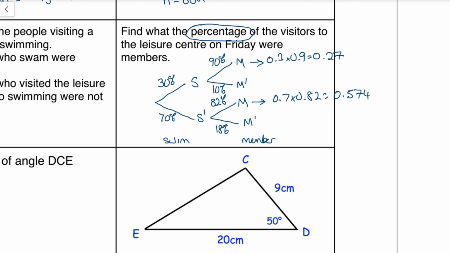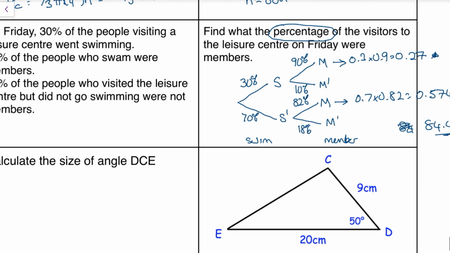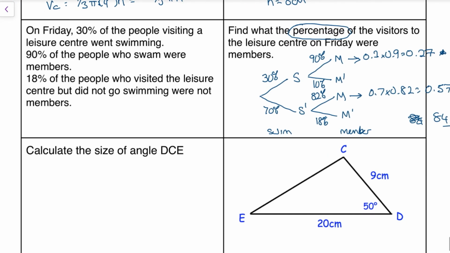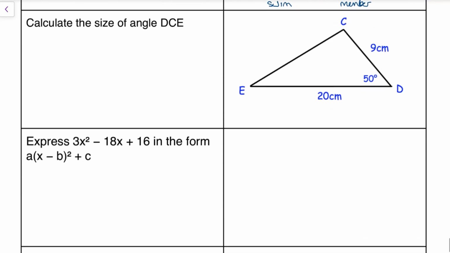And then if I add these numbers together, these are all the people that are members. So 0.27 plus 0.574 gives me 84.4%. And let's write it here so you can read it, 84.4%. Again, really nice question, really difficult unless you get the layout and think about how to break this question down carefully, but not too bad. Definitely much better once you've done one all by yourself.